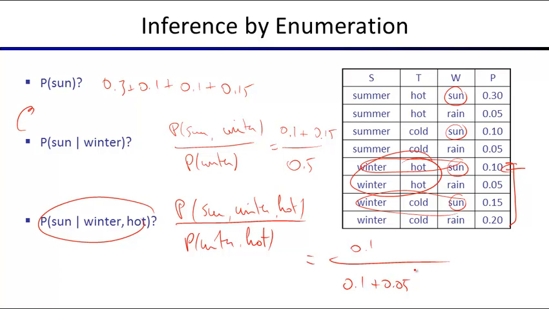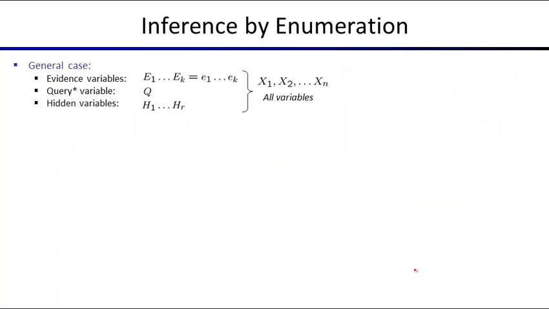You can always do this. No matter what query you get, you can run inference by enumeration. This is how you do it. This is an example, but this is in general the algorithm you can apply. A lot of symbols here, so let's step through them. These will keep coming back in the next few weeks.